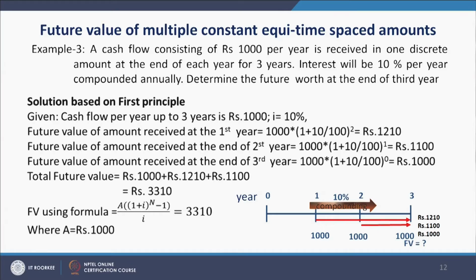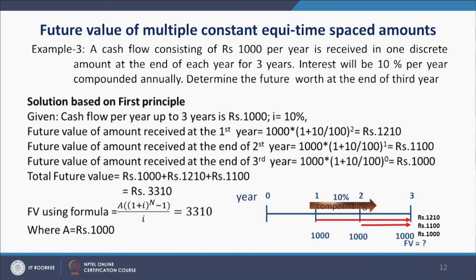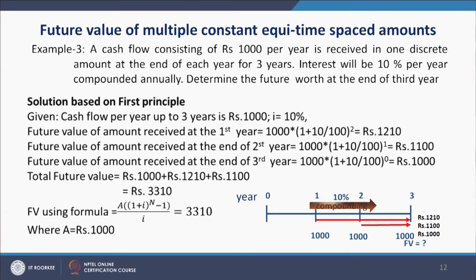Future value of multiple constant equi-time spaced amounts. Question 3: a cash flow consisting of 1000 per year is received in one discrete amount at the end of each year for 3 years. Interest will be 10% per year compounded annually. Determine the future worth at the end of the third year. Now, solution based on first principle. We will do both, the solution based on the first principle and then using the equation. Solution based on the first principle gives you insight into how the problem is solved.